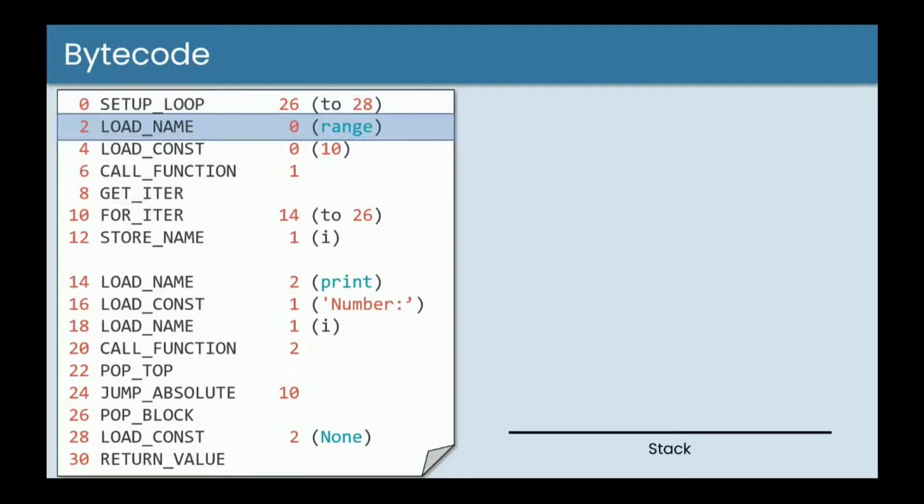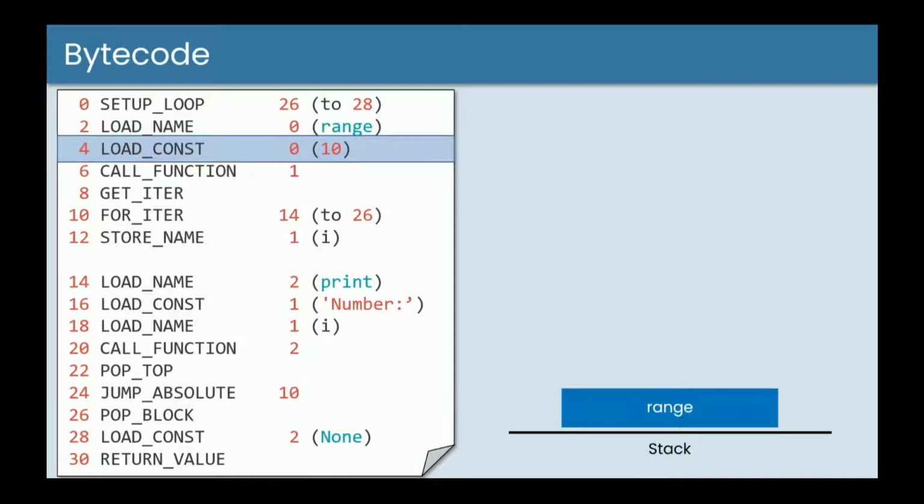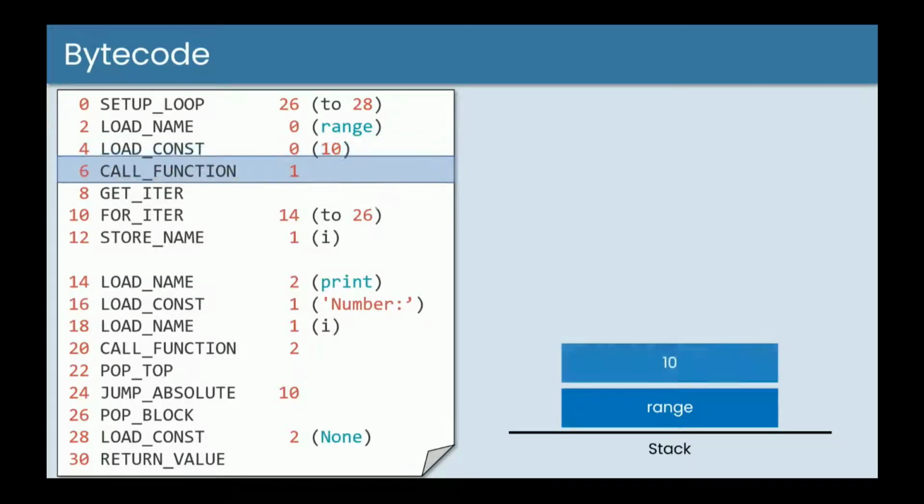So these load instructions all generally take something from our outer environment or from the bytecode itself and put it onto the stack. So load name range will take the reference to the range function and pop it on the top of the stack. Next we have load const 10, which, as the name suggests, loads the constant 10 onto the stack.